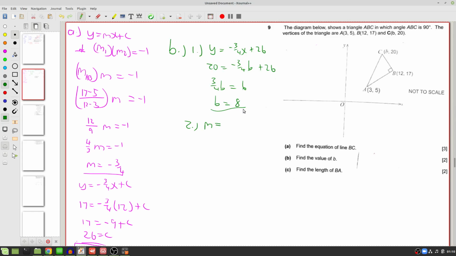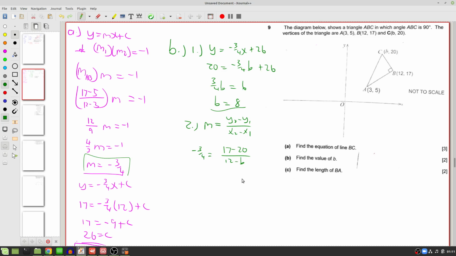Let's just write in the gradient formula. Gradient formula is the change in y values divided by the change in x values. Okay, so we'll just use that. Now the gradient for BC, we calculated to be -3/4 here. So we can say -3/4 is equal to, and let's do the change in y over change in x thing, 17 minus 20 for the y values, over 12 minus b for the x values.